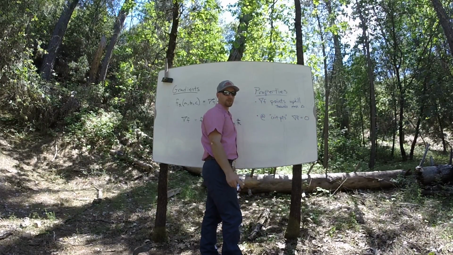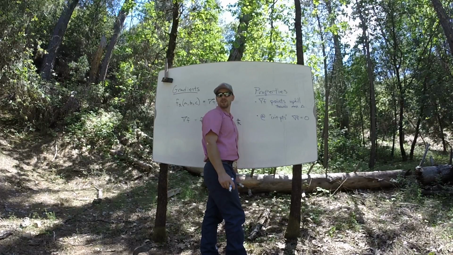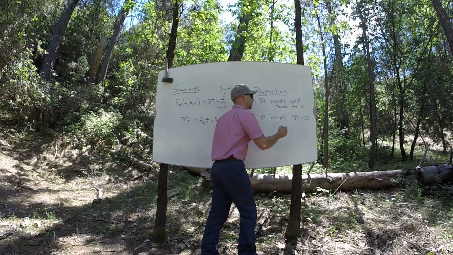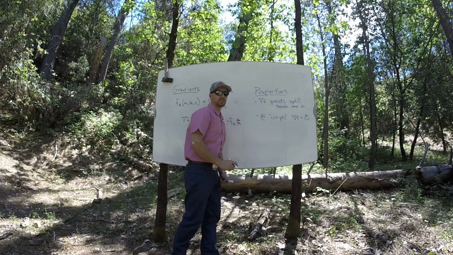Does this equation as written make sense? No. What's the gradient of f? It should be a vector, right? Okay, so it's the 0 vector. That better be the 0 vector.